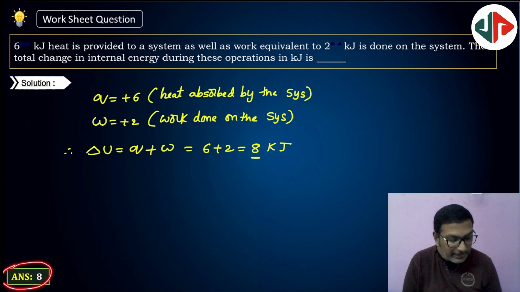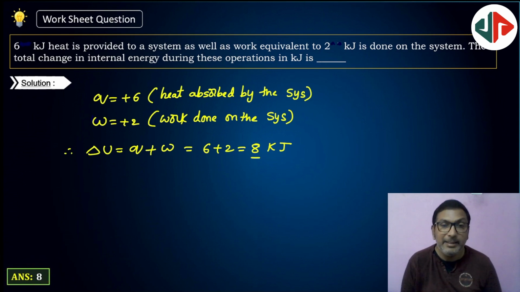So, here internal energy change is positive, therefore it is an increase in internal energy. Work done on the system, positive. Heat absorbed by the system, positive. Both are positive. 6 plus 2, 8. Simple. Next.